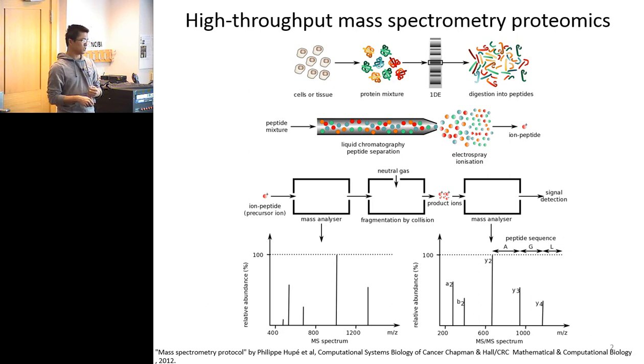So in order to know the amino acid composition, the mass spectrometer can introduce neutral gas or high energy gas to break the peptide bond. Once you break the peptide bond, you do another scan, which we call the MS-MS scan, or tandem mass scan. In this MS-MS scan, each peak represents a small fragment of the peptide.